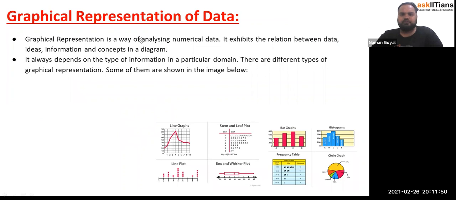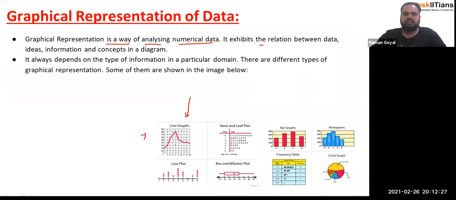Graphical representation of data. What we are going to learn about? So what is graphical representation of data? Graphical representation is a way of analyzing numerical data. It exhibits the relation between the data, ideas, and information in a diagram. So we analyze the numerical part of data, then make some relations between the data or ideas or information and concepts, and show that with the help of a diagram. So if you see, there is a line graph.